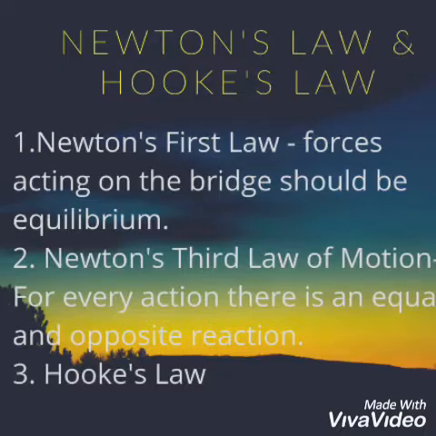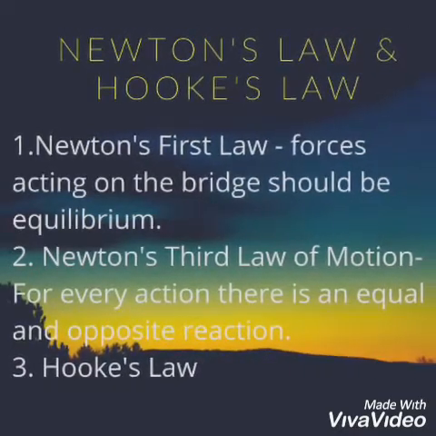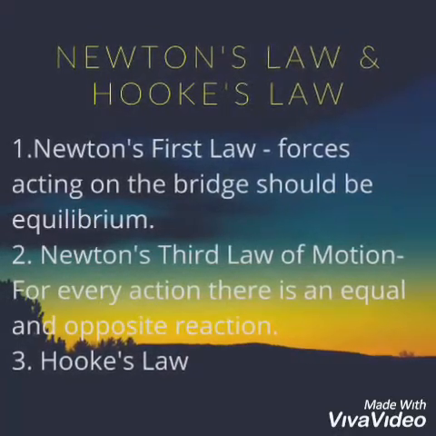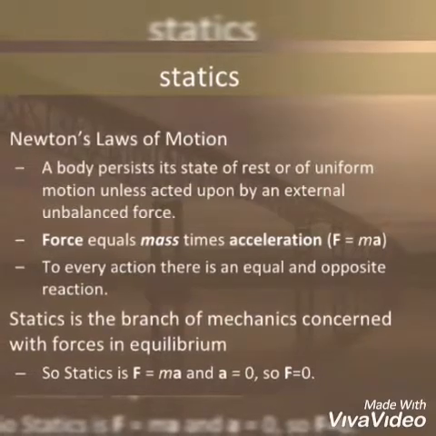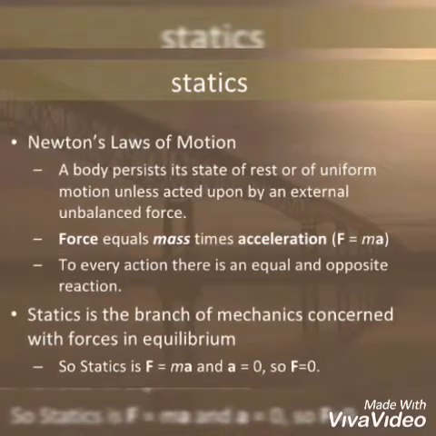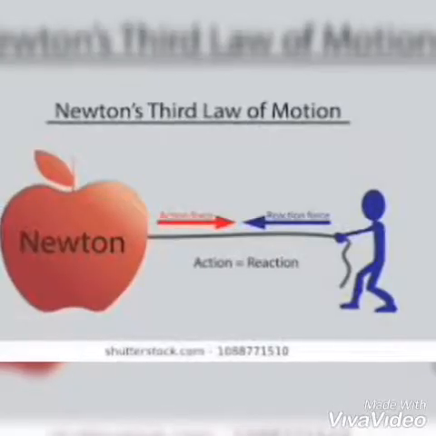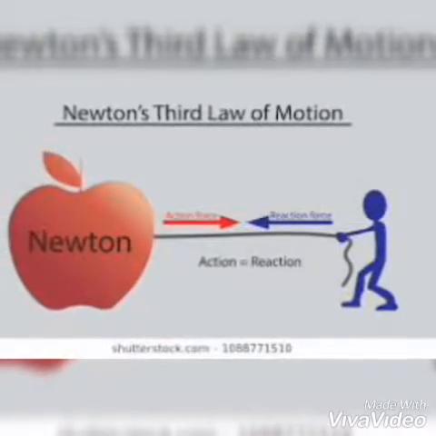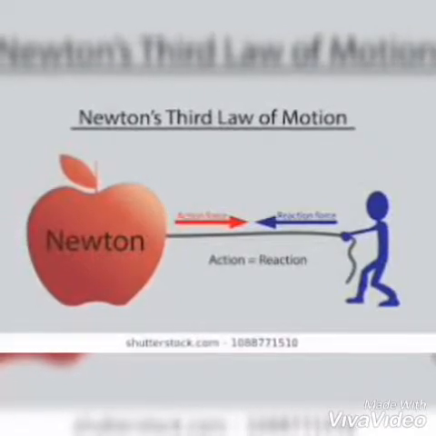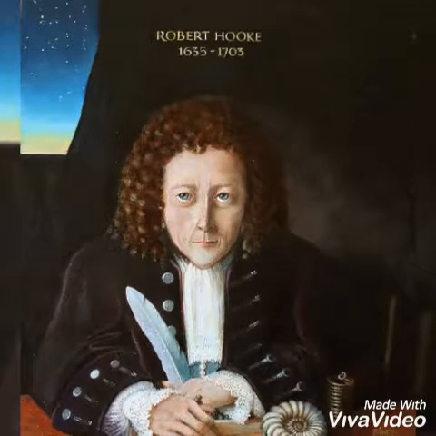The three laws of physics involved when designing and building a bridge are Newton's first law, Newton's third law, and Hooke's law. Newton's first law states that the forces acting on the bridge should be in equilibrium. For a bridge to support a load, the upward force should be equal to the downward force. Next, Newton's third law of motion: for every action there is an equal and opposite reaction. This is because it is impossible for a single force to be acting on the bridge.